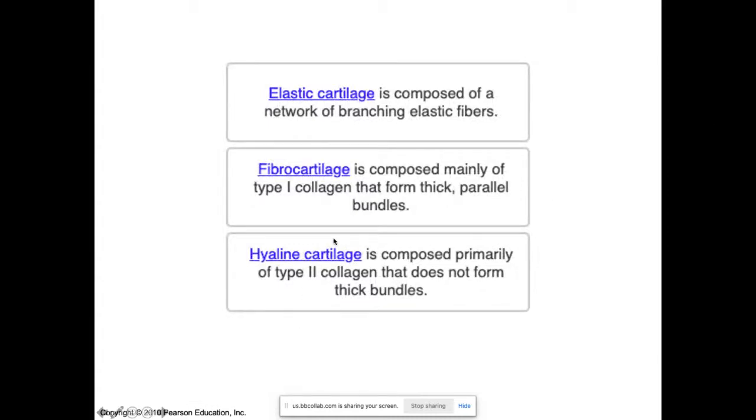Elastic cartilage is composed of a network of branching elastic fibers, so that's pretty straightforward. Fibrocartilage is mainly composed of type 1 collagen fibers that are parallel in bundles, and hyaline cartilage is primarily composed of type 2 collagen fibers.